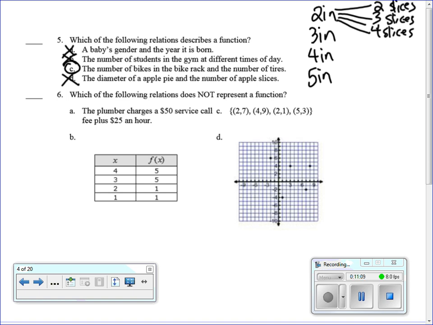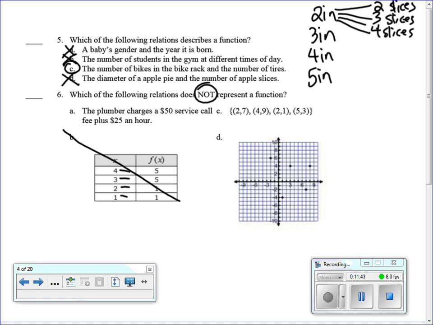So, looking at B, remember we're looking for which one does not represent a function. In order for it not to be a function, the x values would have to repeat in the table. And we see that none of them are repeating. We see that 4, 3, 2, and 1 are only occurring one time. So B is a function, so this is not a choice that we're going to pick. Again, we're looking for which one does not represent a function. You have to focus on that word not in this case.